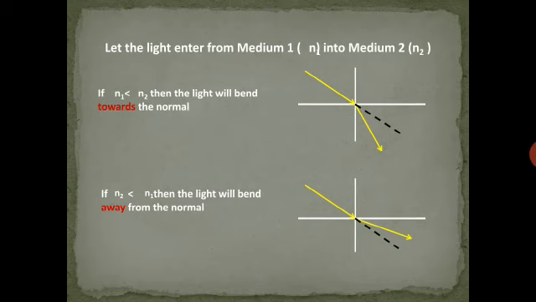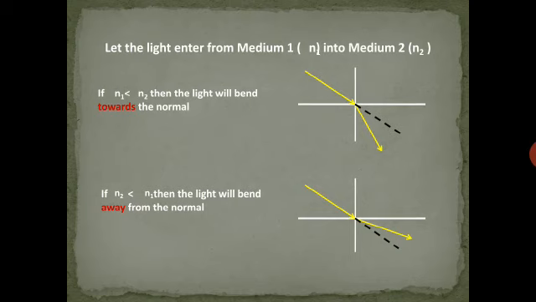Try and understand the reason behind this. When light enters the denser medium, its velocity decreases. Thus, to cover the distance with a decreased velocity, it will always bend towards the normal because the perpendicular is the shortest distance. So, the light always has to bend towards the normal.